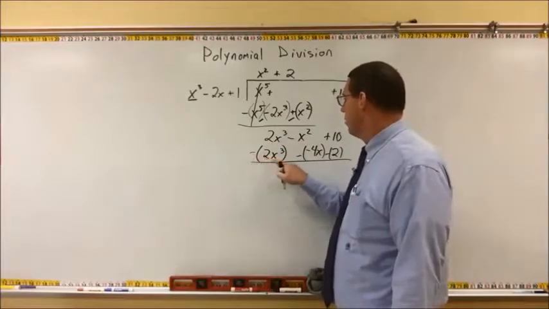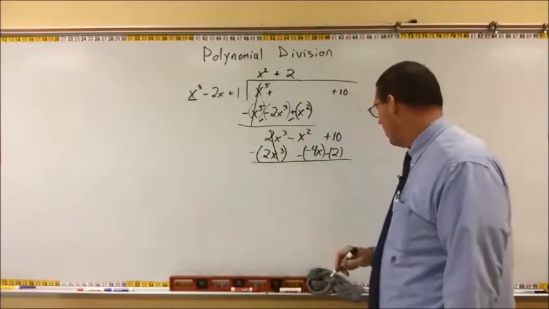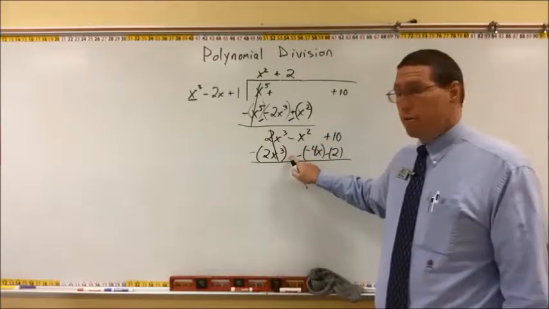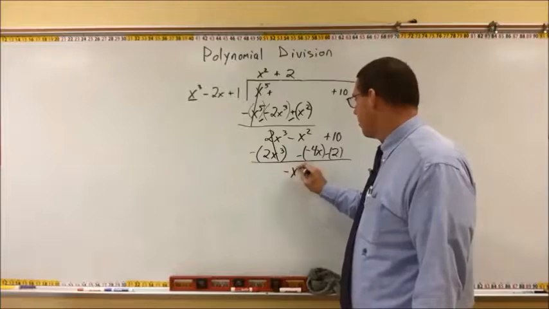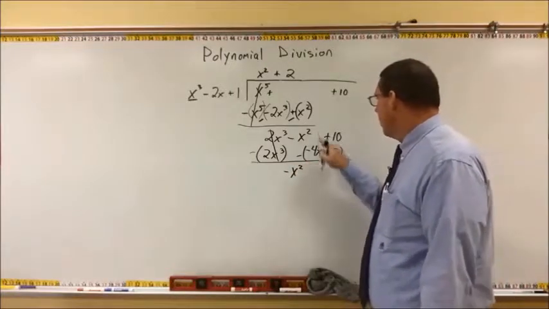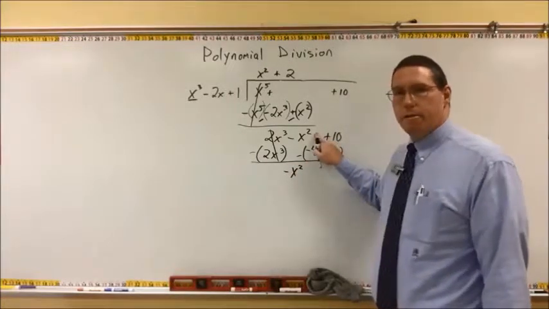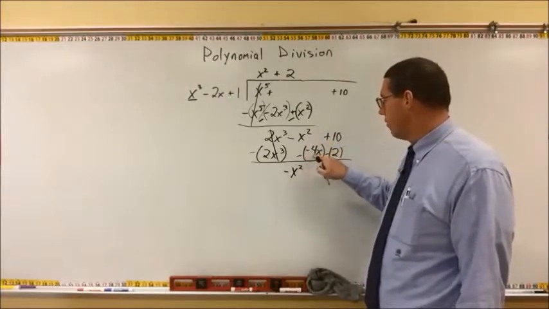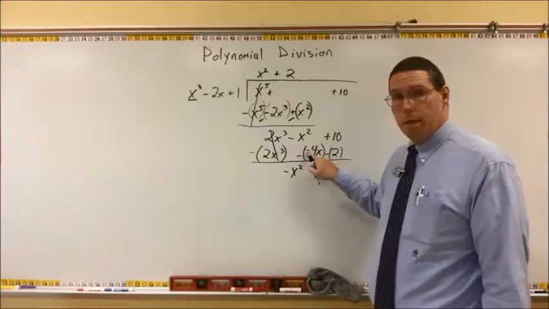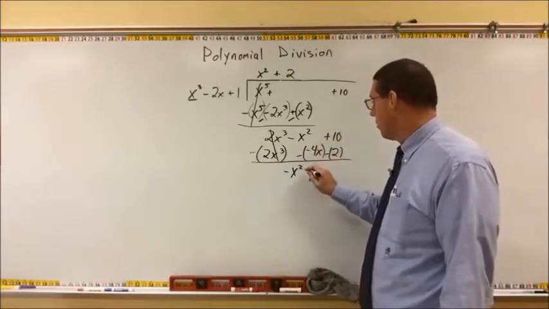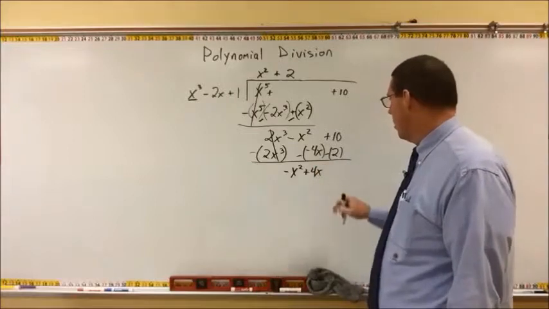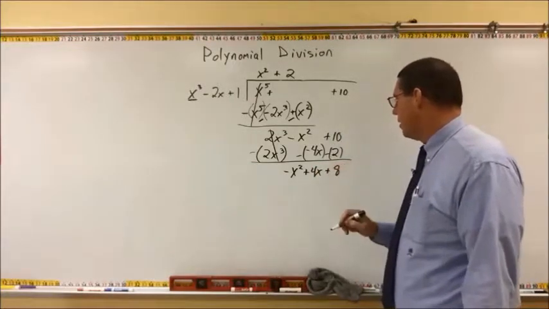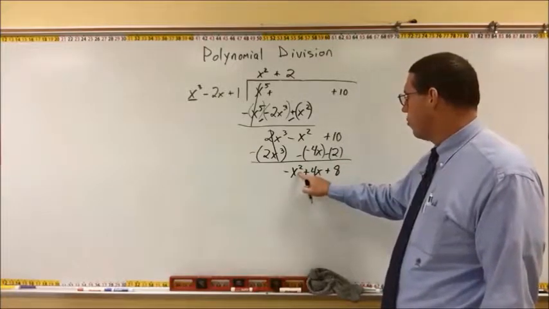2x cubed minus 2x cubed, well, that cancels. Now watch this. We have negative x squared minus nothing. There isn't another x squared, so we're just going to carry down the negative x squared. Then we don't have an x to the first power term up here, right? So it's a 0. So 0 minus negative 4x. Minus negative is plus. 0 plus 4x is plus 4x. And then we have 10 minus 2 is 8. So plus 8.